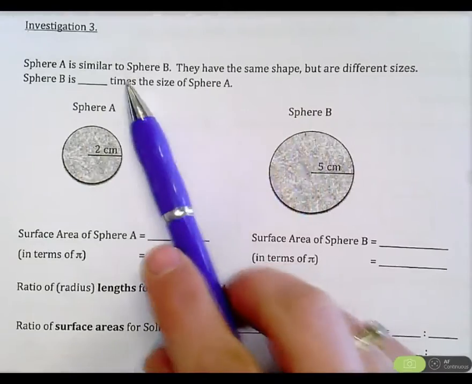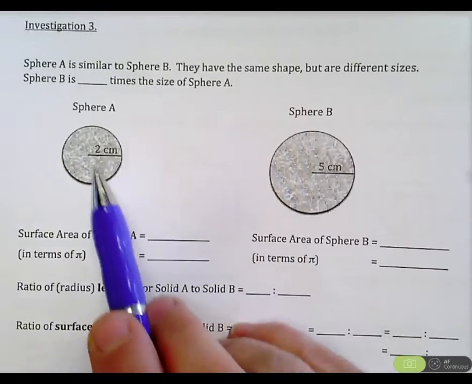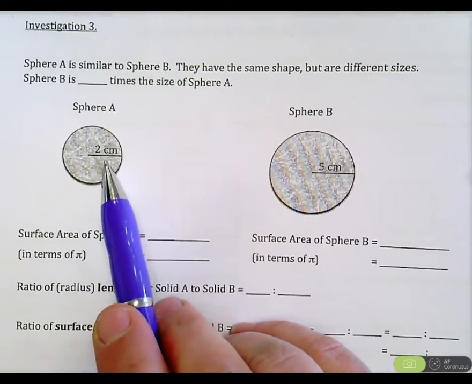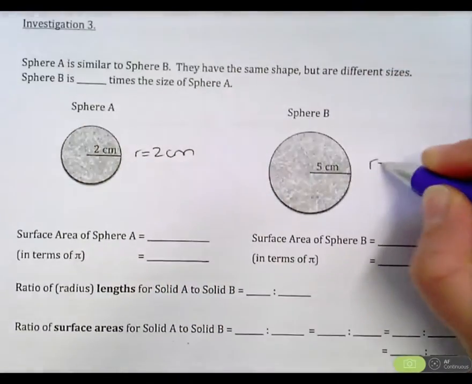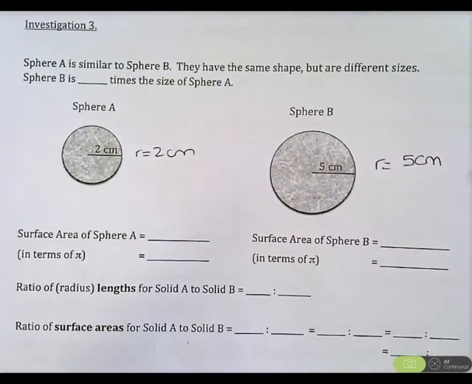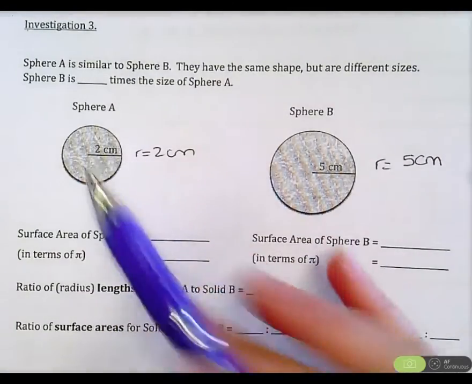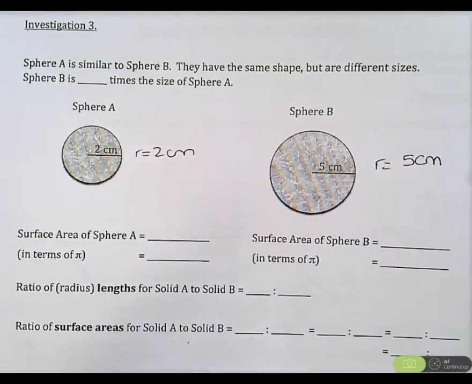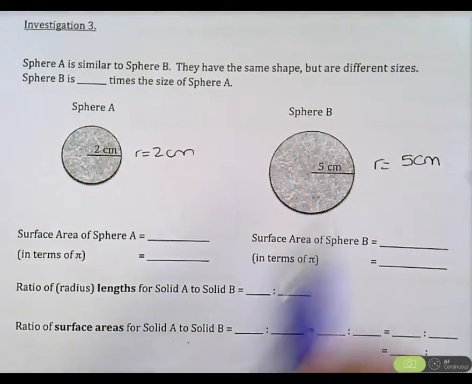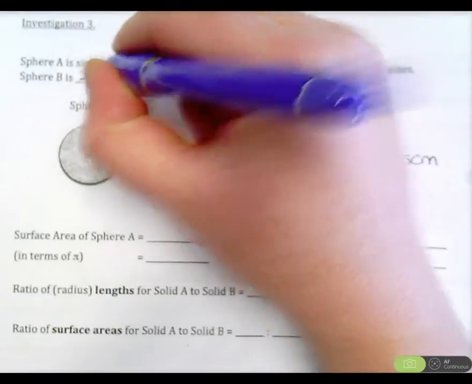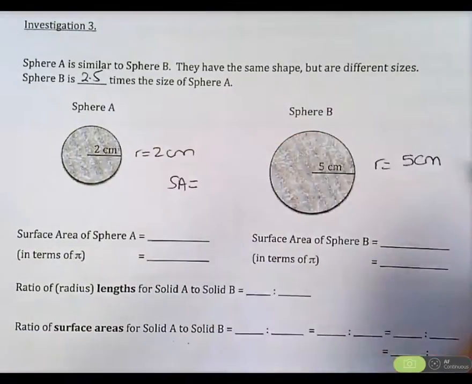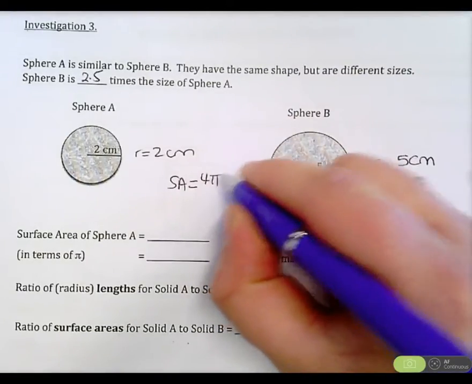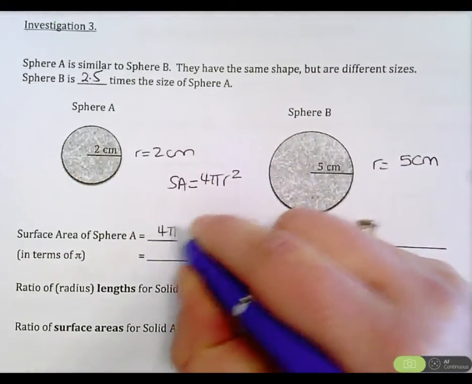Now, sphere A is similar to sphere B. The radius of sphere A is 2 centimeters, and the radius of sphere B is 5 centimeters. You may not be able to read it properly. These spheres are the same shape, they're just balls, but they're different sizes. So how many times bigger is sphere B than sphere A? It's 2.5 times bigger. Now, surface area formula, anyone remember it? 4 pi r squared.